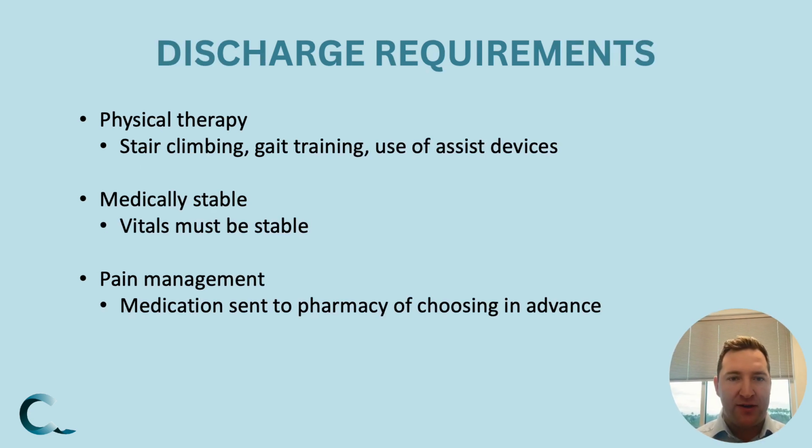In general, the following discharge requirements must be met. In order to be discharged, we want to make sure that you're safe mobilizing. Physical therapy will work with you to make sure that you're safe walking, using the assistive device that's provided to you, as well as being able to ascend and descend stairs if necessary for your home. You must be medically stable, meaning your vital signs must be stable, and we must make sure that your pain medications are providing adequate pain control for you. You'll be on the same medications at the hospital as you will at home, so we want to make sure that what you're being given in the hospital will provide adequate coverage.